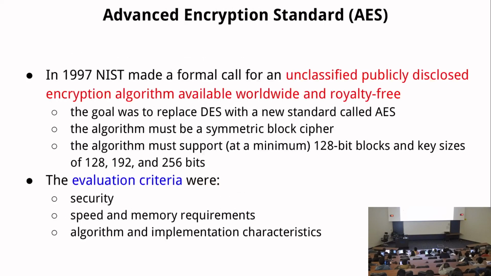So next we talk about AES. There was a formal solicitation by NIST in 1997. They asked for a new publicly disclosed encryption algorithm that we can use for commercial use, and it's royalty free, meaning everyone can use it. That's why it got so popular. The goal was to replace DES, and the requirement was a symmetric block cipher.